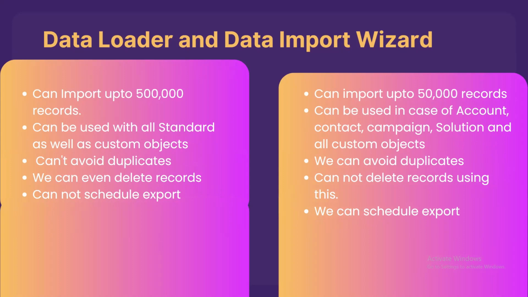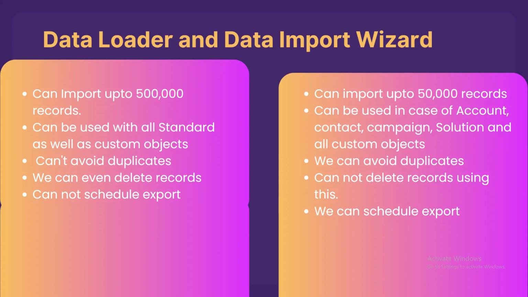Now, the difference between data loader and data import wizard. Data loader can import up to 500,000 records. Data import wizard can import up to 50,000 records. Data loader can be used for all kinds of standard as well as custom objects, but that is not the same for data import wizard. It can be used for account, contact, campaign, solution. These are the standard objects and other custom objects.